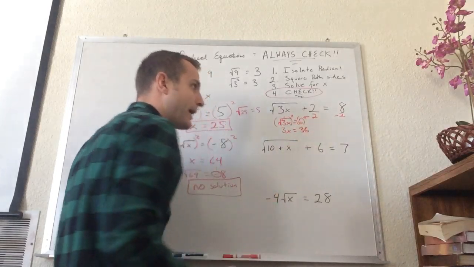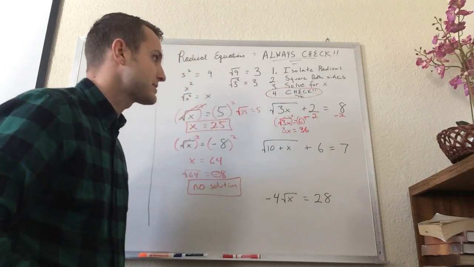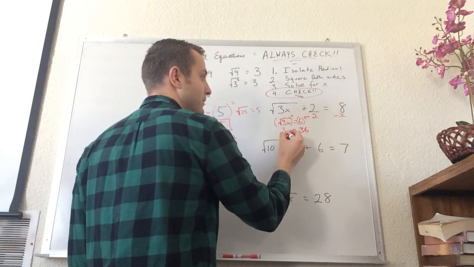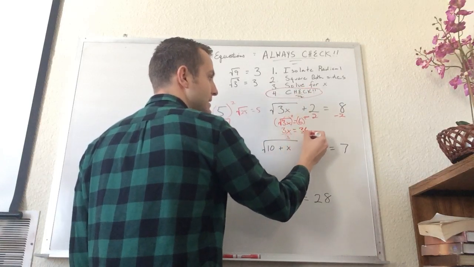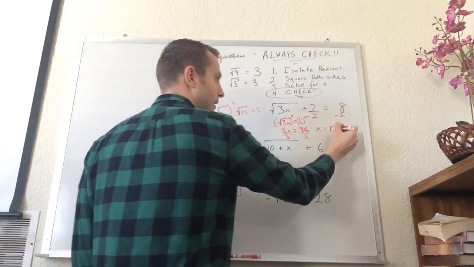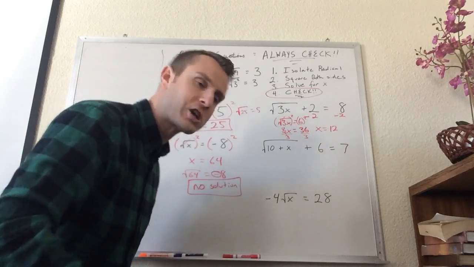Then I have 6 squared. That's 36. 6 squared is 36. So now I have squared both sides. Now finally I want to solve for x. So I isolate my x by dividing both sides by 3. So I get x equals 12. Am I done? No, I have to check it.